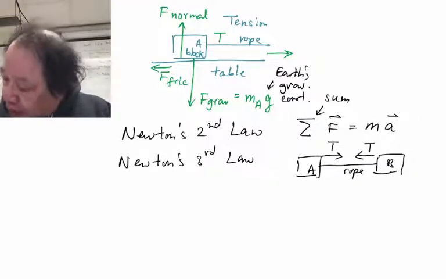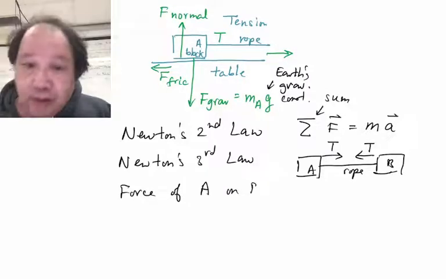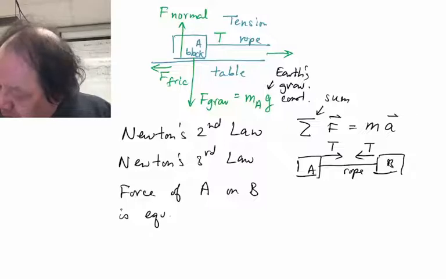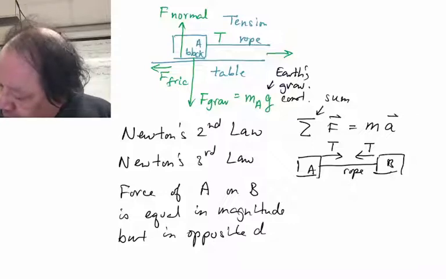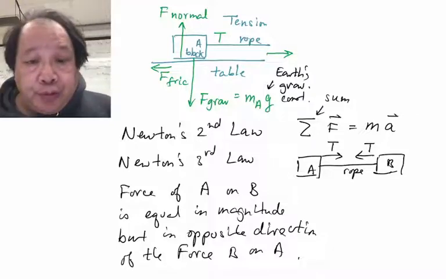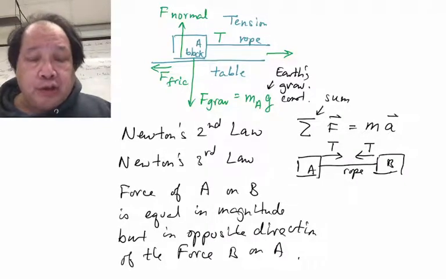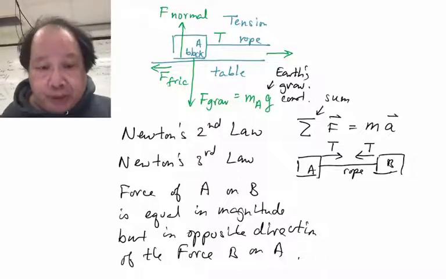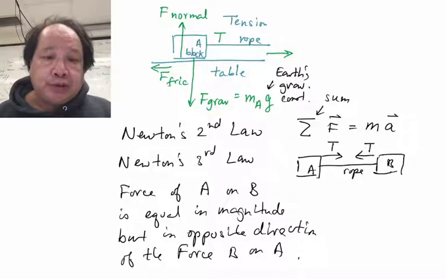So Newton's third law is: the force of body A on B is equal in magnitude, but in opposite direction, of the force of B on A. Through the rope, body A feels a force through tension from body B, pointing towards body B. Body B feels the same tension force from body A in the opposite direction.